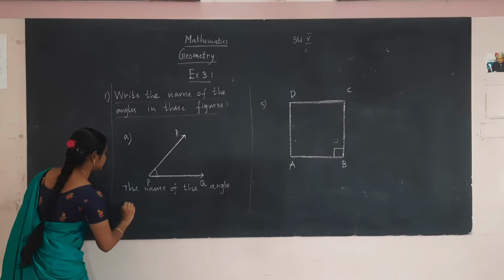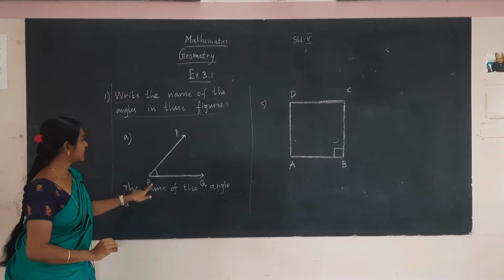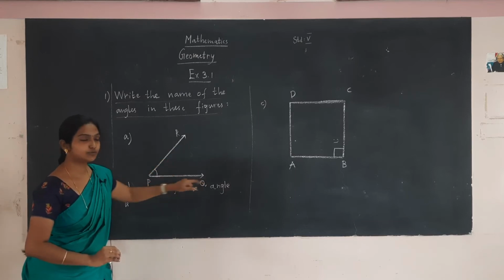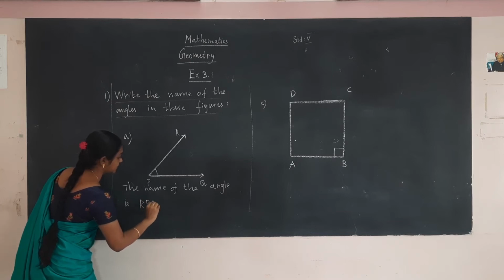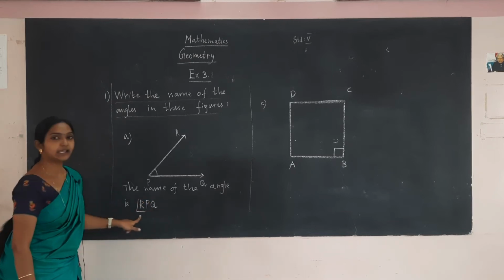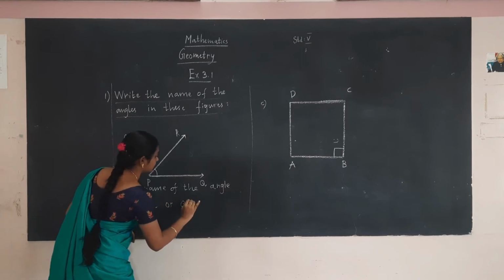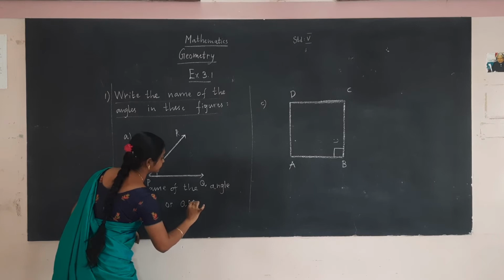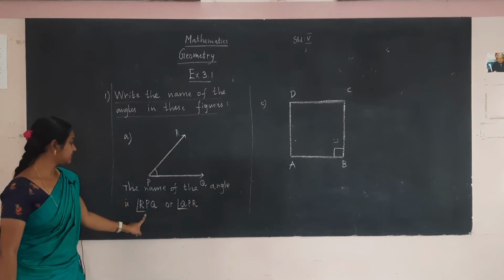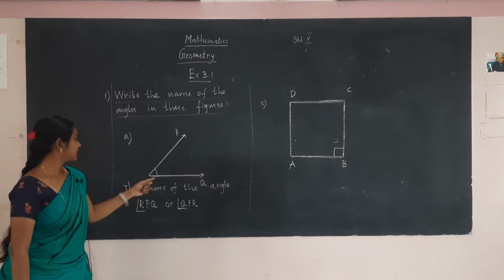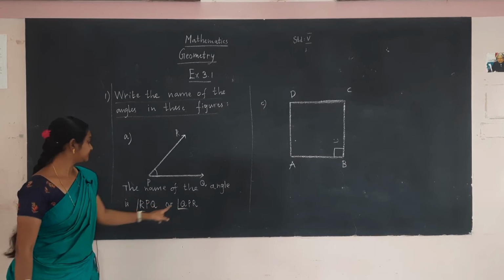Name of the angle is... P should be in between. So, we can start from R or Q. R, P, Q. We should write with the symbol of angle. Or Q, P, R. Both are correct. You stick to either this or this. P is in between, so P should be written in the middle.